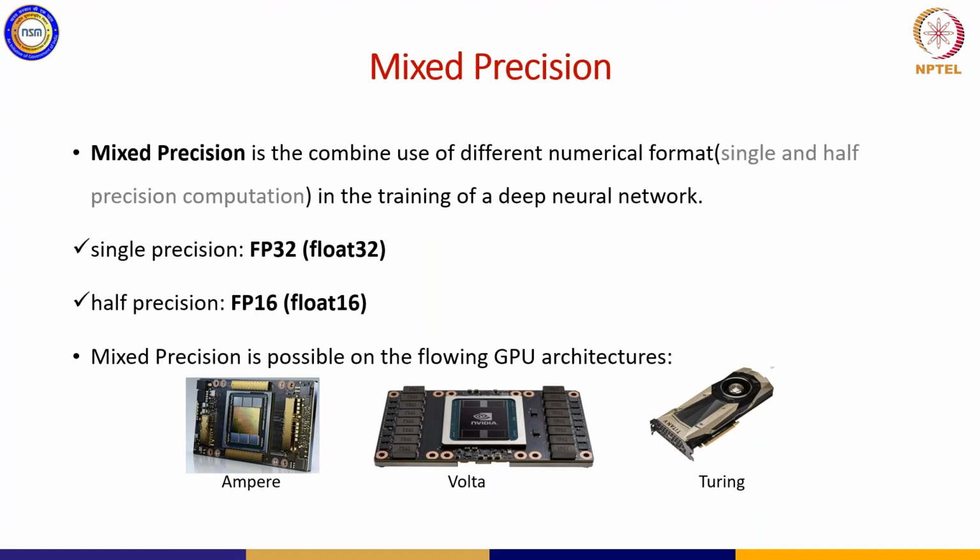For you to use mixed precision, there are requirements. That is, we look at the resources that make the usage of this precision possible. You must consider the GPU architecture, which facilitates the use of mixed precision. First of all, the one we have here is Ampere. If your GPU is Ampere architecture, you can use mixed precision. It's possible for Volta architecture, and also for Turing architecture, mixed precision is possible.